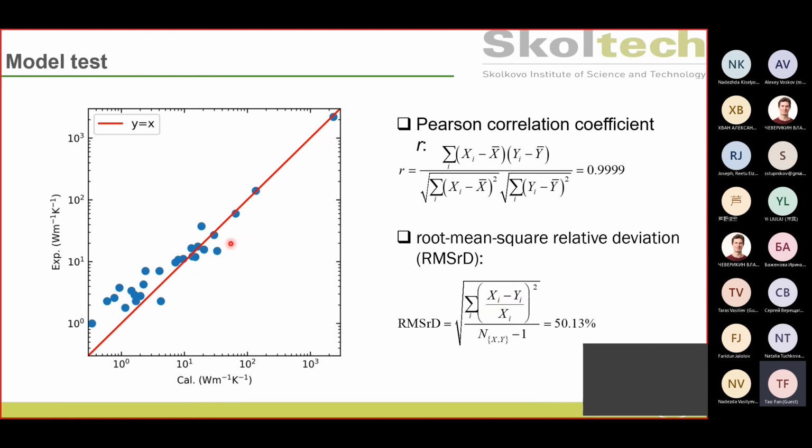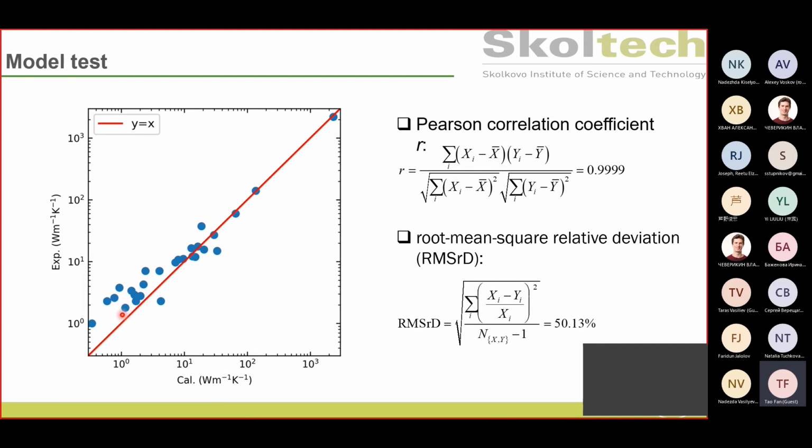So from the figure we can see that for compounds with medium and large lattice thermal conductivity, our model matches quite well. For compounds with small kappa, especially values less than 2, our model tends to underestimate the results.